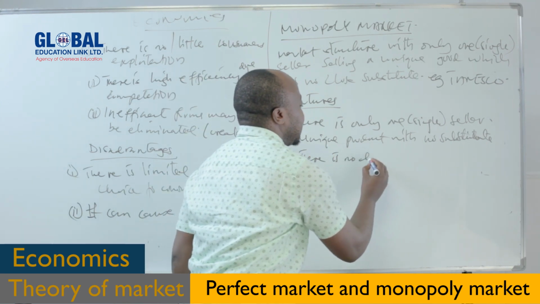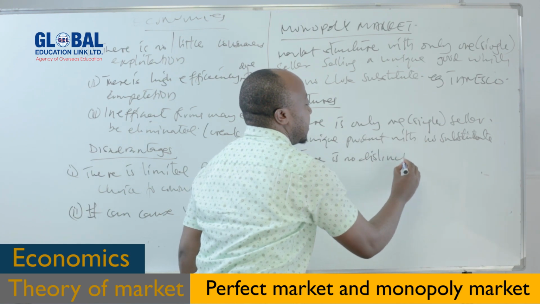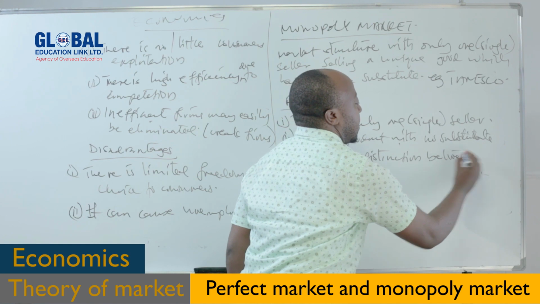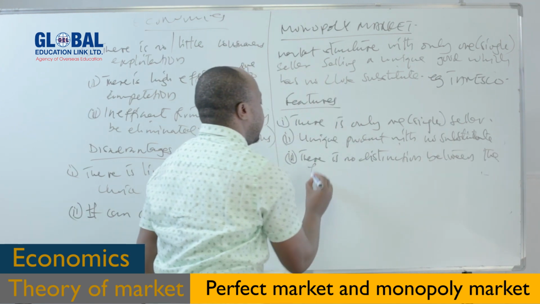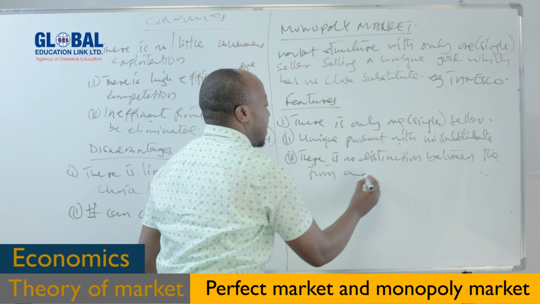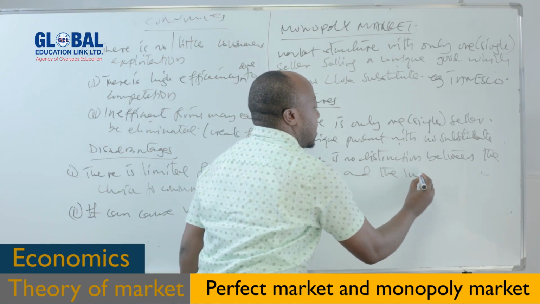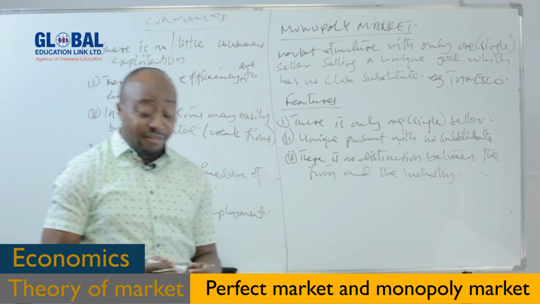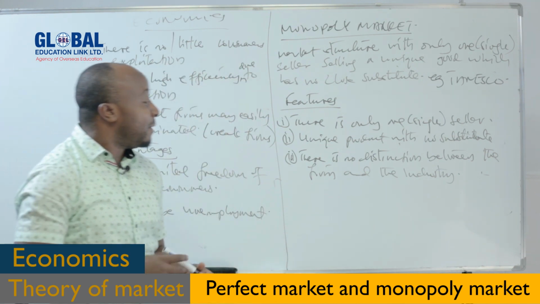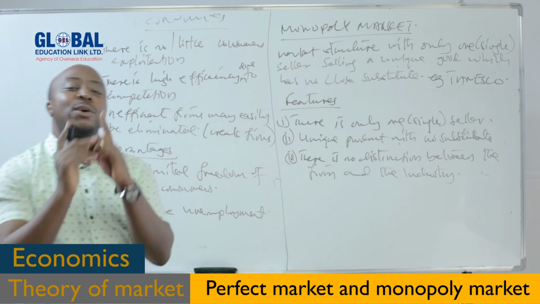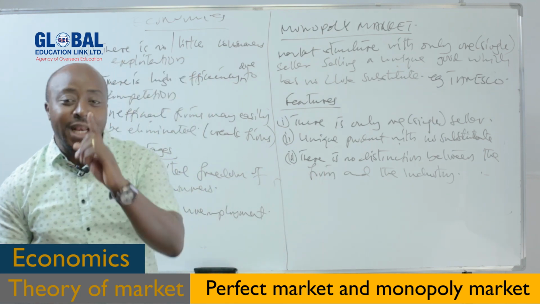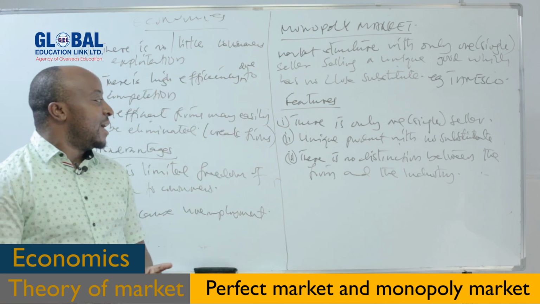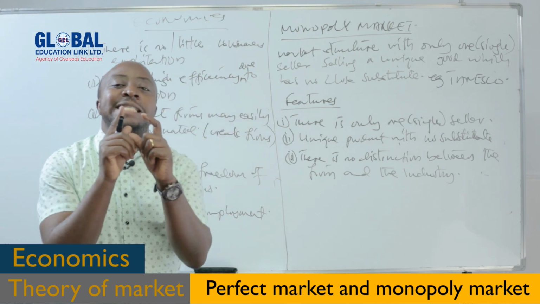No distinction between the firm and the industry. There is no distinction between the firm and the industry. Why? Because we said the economy has got only one firm. There is only one individual who is supplying that particular good. There is no any other individual. So it means the firm and the industry, it is just one.